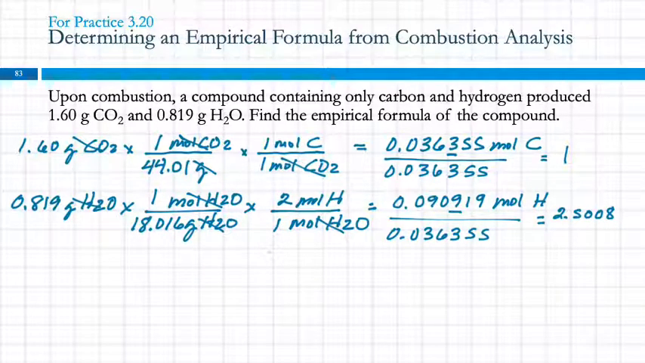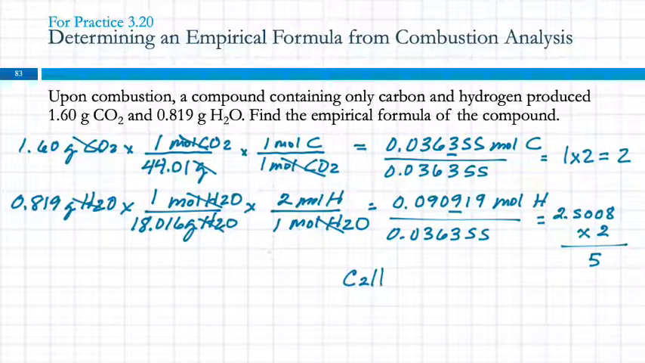So this is 2.5. I want to multiply both of the numbers so I get a whole number. If I multiply this times 2, I'm going to get 5. And if I do that to one, I have to do it to the other, so this one becomes 2. You want to keep the ratio the same. So this tells me I've got C2H5. Any questions?